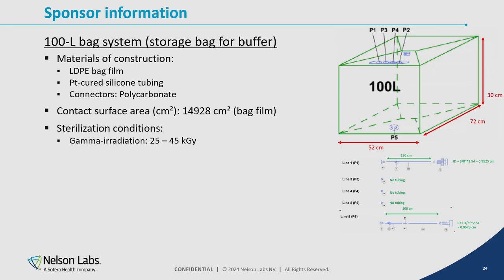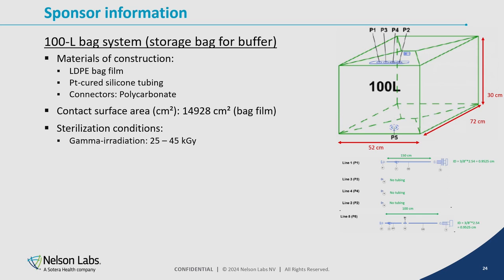So in this example, we tested a 100-liter bag system that is used for the storage of a buffer solution. The bag is made of an LDPE film, and it also contains platinum-cured silicon tubing as well as polycarbonate connectors. Because it's a very large bag, of course, it also has a very large surface area and definitely not compatible with our laboratory incubators. So we had to make a small-scale version of that.